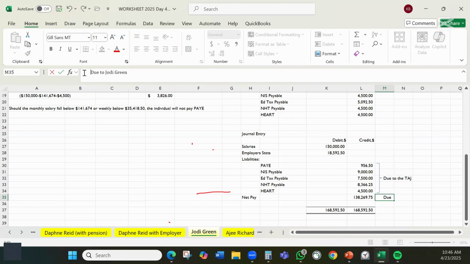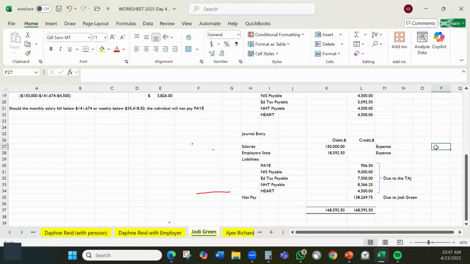So this due to Jody, this due to TAJ. And these here would be your expenses. XPMC. And this is also an expense, right? So this is how you would record it in your system.